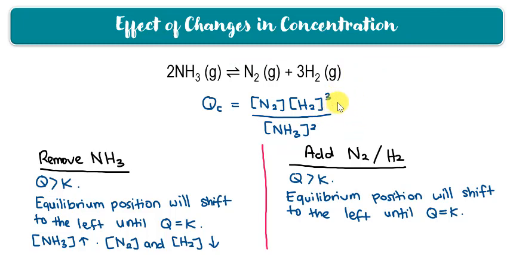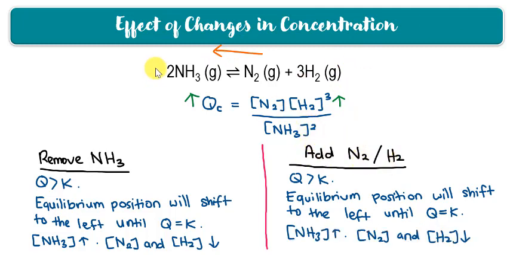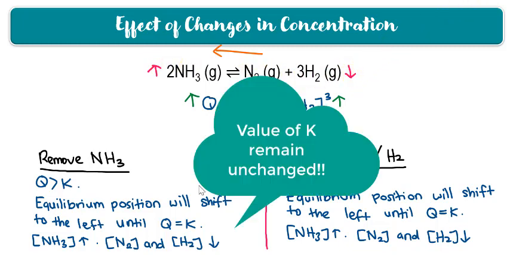If we add nitrogen or hydrogen into the system, the value of Qc will be increased. So, Q is bigger than K. The equilibrium position will shift to the left in order to remove the amount of the product added. Thus, it will increase the concentration of the reactants and decrease the concentration of the products. Again, the value of K does not change.